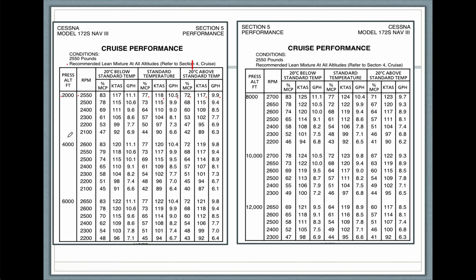So really what this chart is, this is 6 different charts, really like 18 different charts in one. So let's just start with this one. If I'm at 2,000 feet, only those values apply to you. You can ignore everything else.